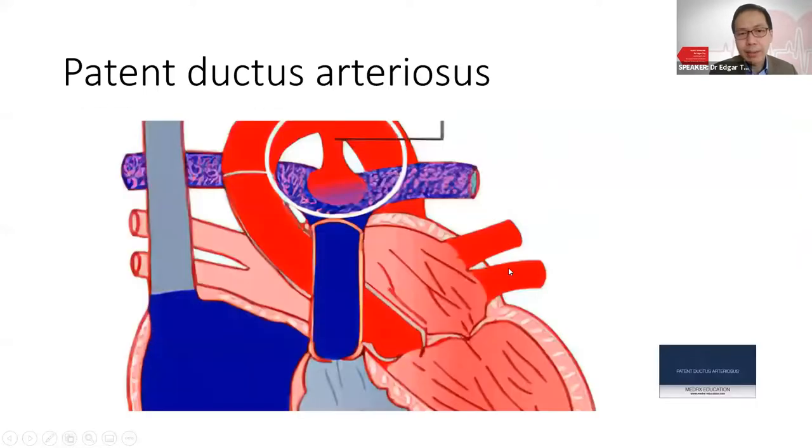Okay, the final murmur I want to talk about is a little bit less common, but it's interesting because you might hear this once in a while. This is the murmur of patent ductus arteriosus, or PDA. And we call it a machinery or a continuous murmur. And it sounds a little bit like this.